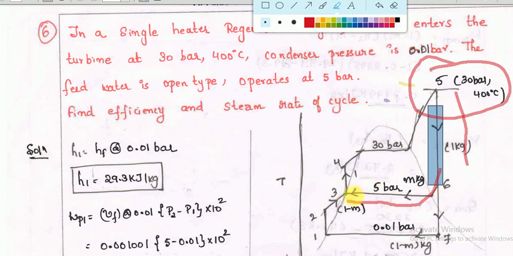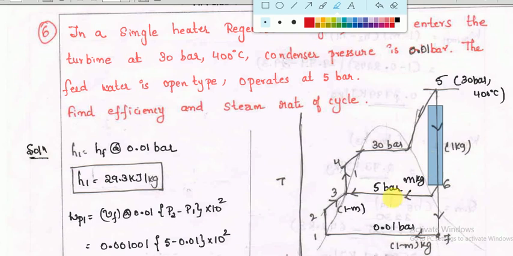we mix it with the water from the condenser at the feed water heater at point number 3. So it is a turbine in which the expansion takes place from 30 bar to 0.01 bar, but at 5 bar the steam is taken out and it is then mixed with the water from the condenser, hence increasing the heat of the water entering the boiler.